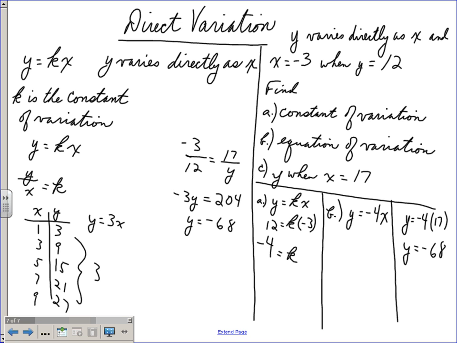Okay, so what I did was 17 times, and I used distributive property. 17 times 10, well, that's 170. 170 plus 34. Easy. It's quicker than a calculator.